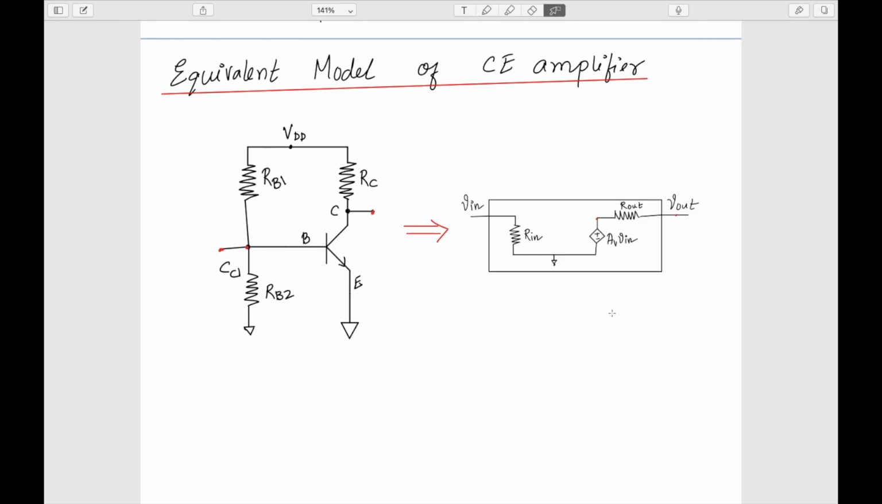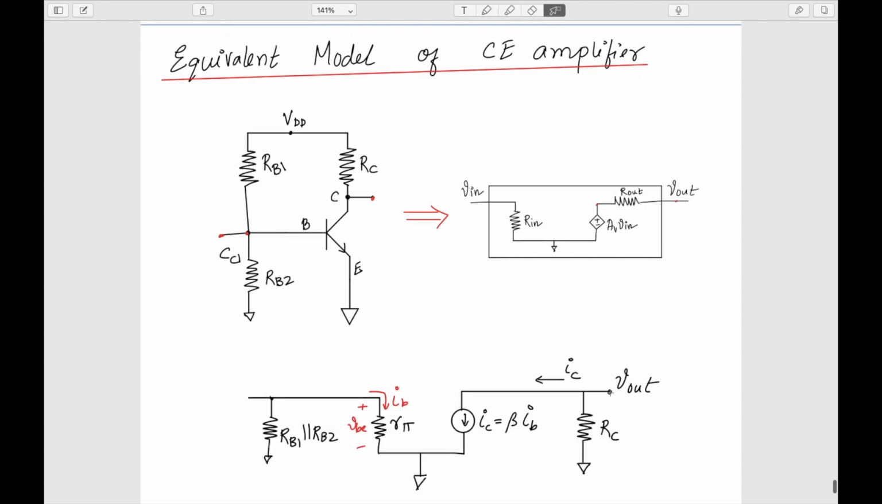Okay, so basically we want to get the equivalent model of this one. Or more precisely, we have to get the small signal model of this one, then only we can get the equivalent model of this. Because here we can see that it has both a DC and the small signal, so we need to get the small signal first. So this is the small signal model of this one.